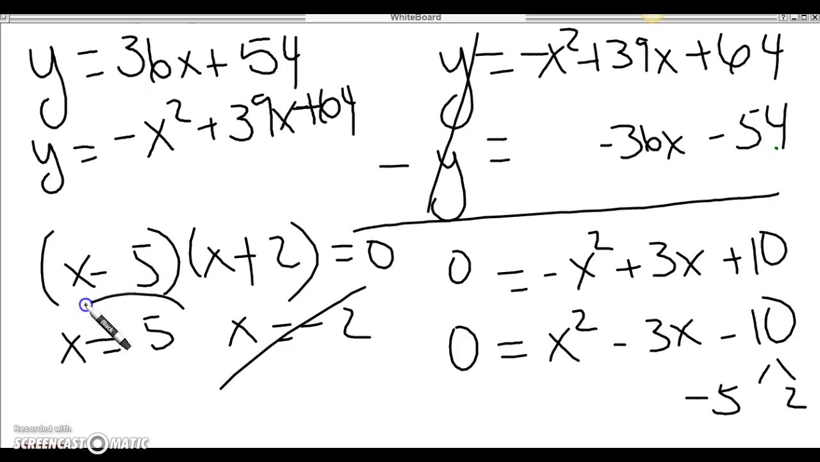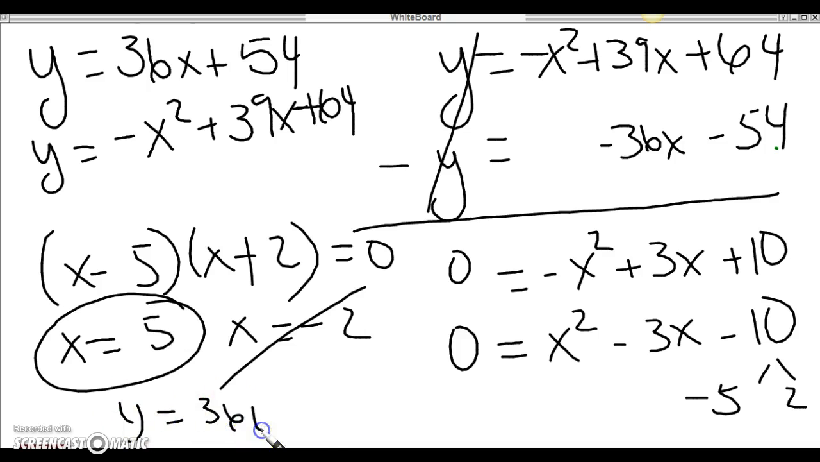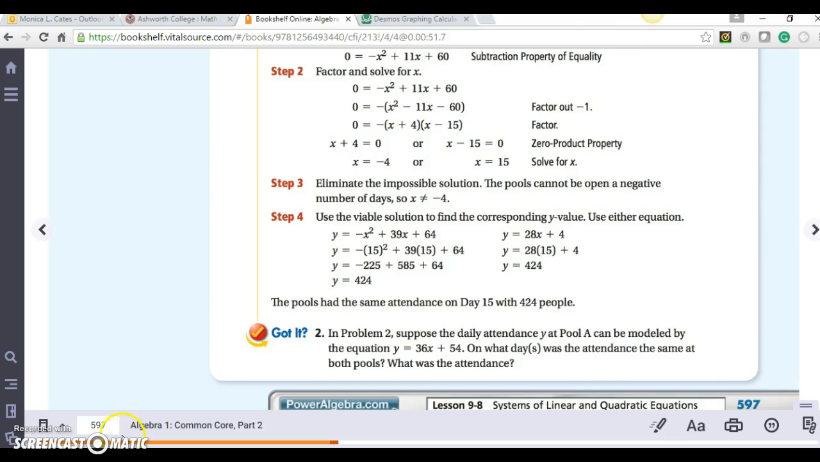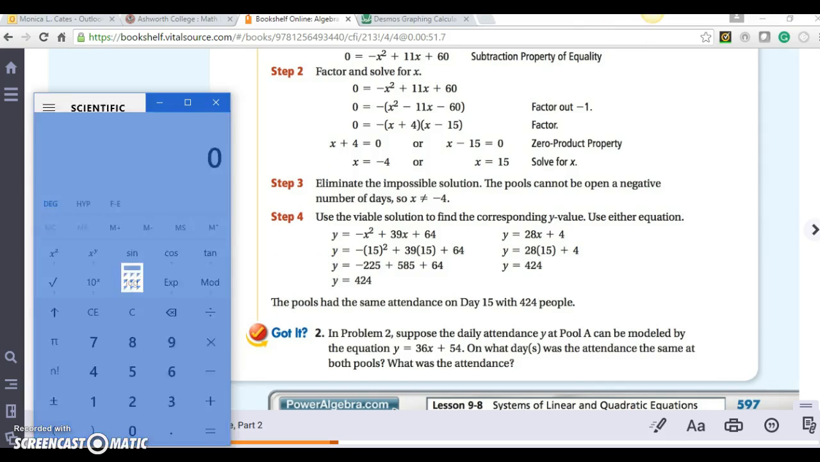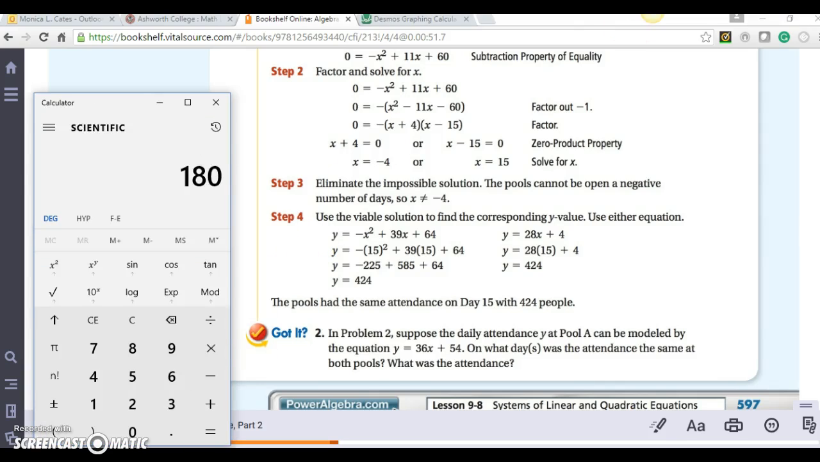So now I need to take this and find out how many people came on that day. Does it matter which one I use? No. And like I said, I'm only going to use one of those. So I have y equals 36 times 5 plus 54. And let's use our calculator for that. So 36 times 5 plus 54, which is 234 people.